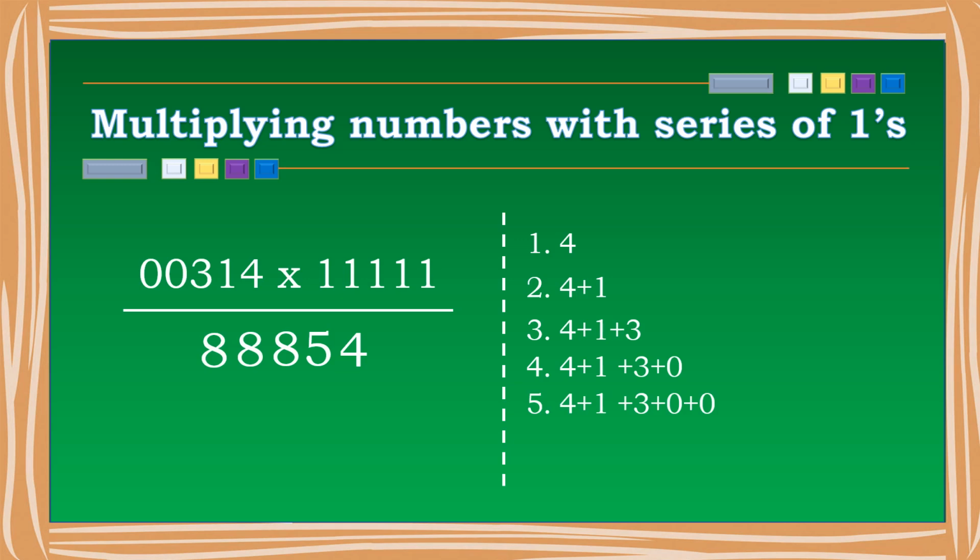Next, leaving 4, we start from 1. 1 plus 3, 4. Then 3 is the leftmost digit. So write as it is to get the final answer.